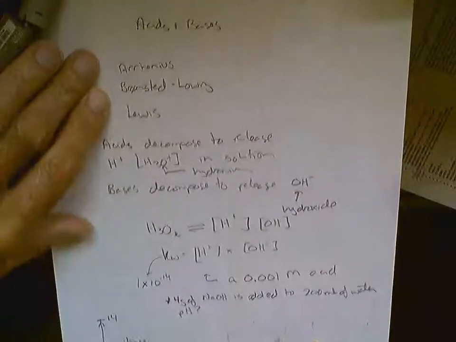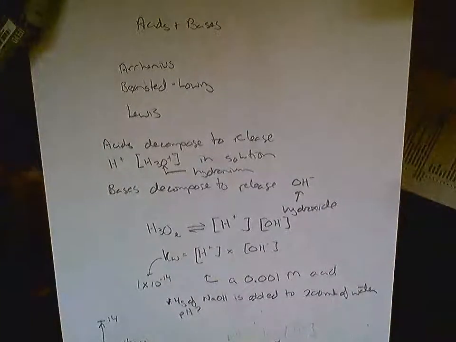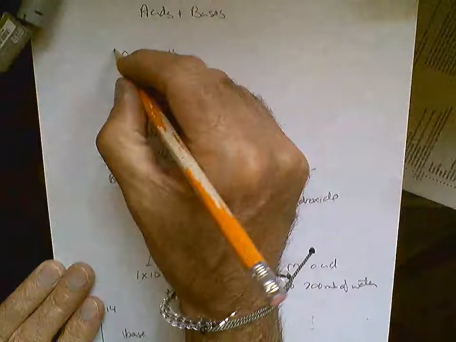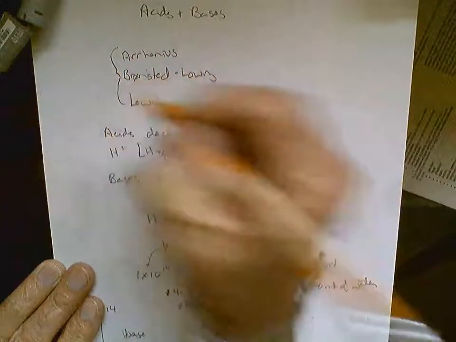Okay, in this video, we're going to take a look at a few key calculations for acids and bases. Now, this is for strong acids and bases. What we're going to do later on is weak acids and bases. What you should make notes on in this unit are the three types of acids and bases.